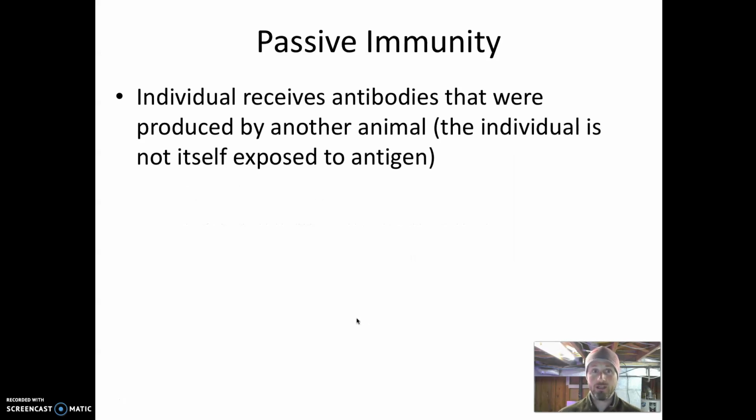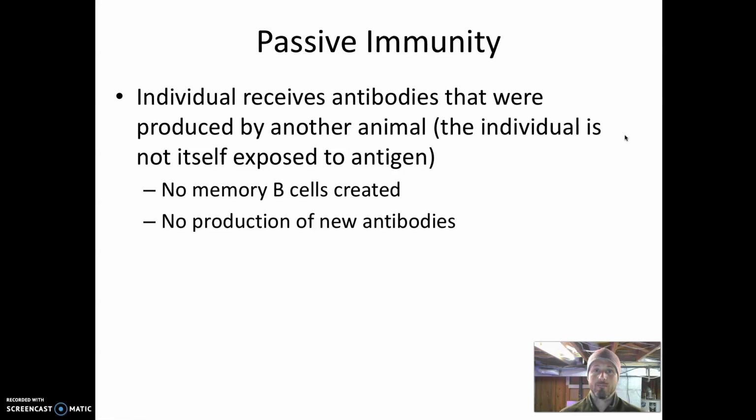What about passive immunity? Passive immunity is when an individual receives antibodies, not the antigens, that were produced in another animal. So these people that are receiving passive immunity are not exposed to the antigen. So in this person, they're not creating any memory B cells. There's no production of new antibodies. So in passive immunity, we're going to give an individual antibodies, but that does not mean that they know how to make those antibodies moving forward.